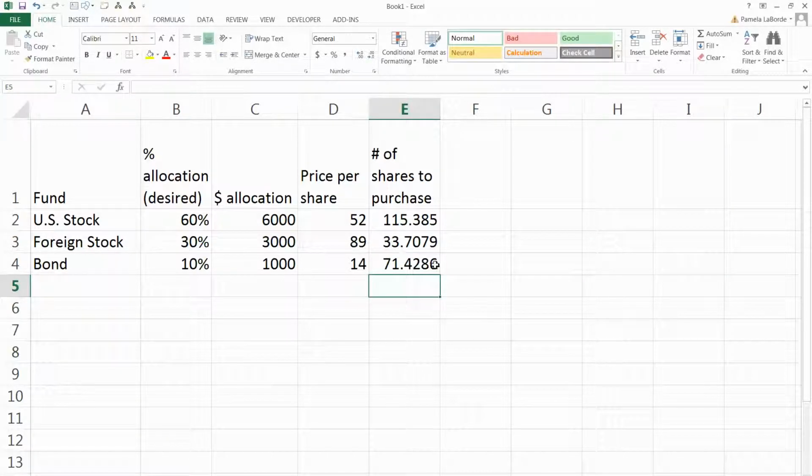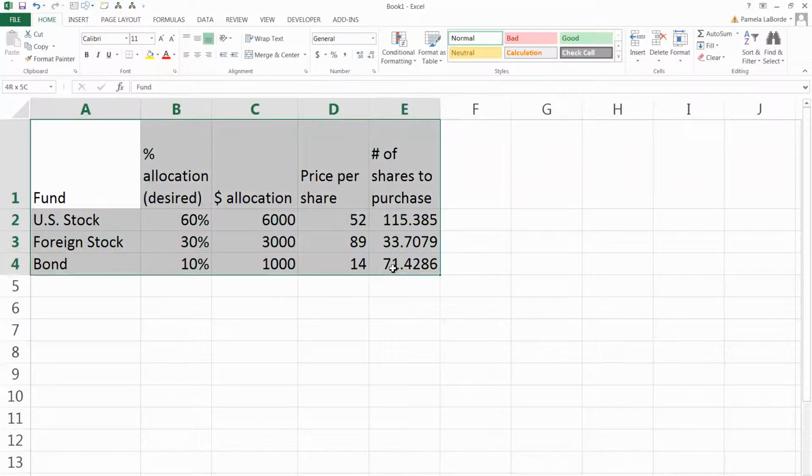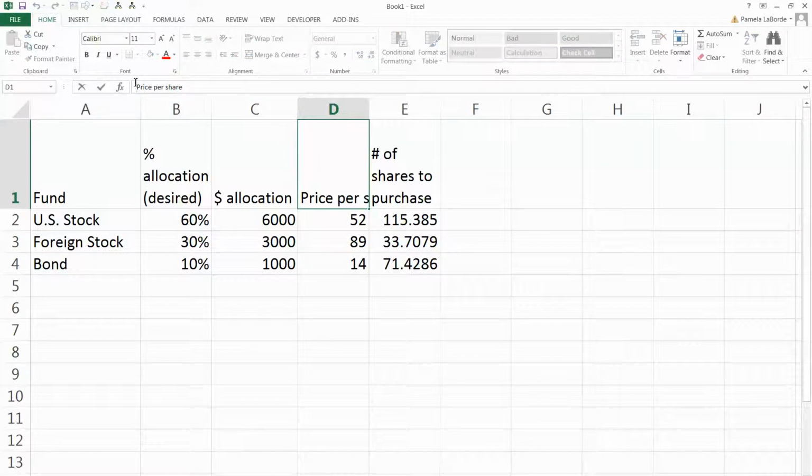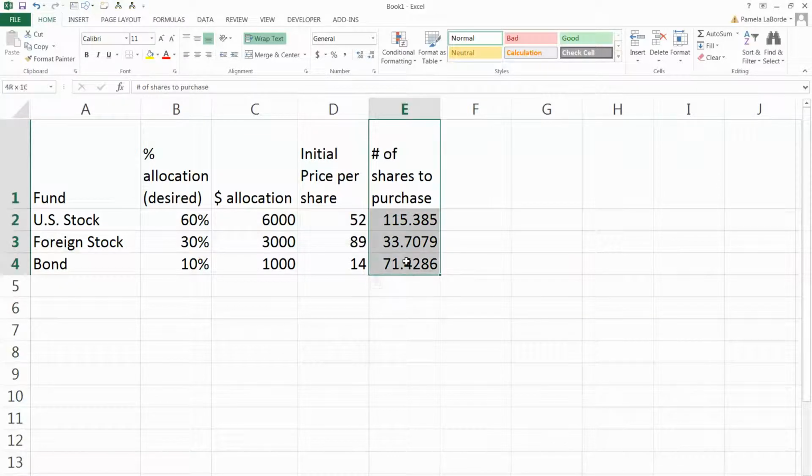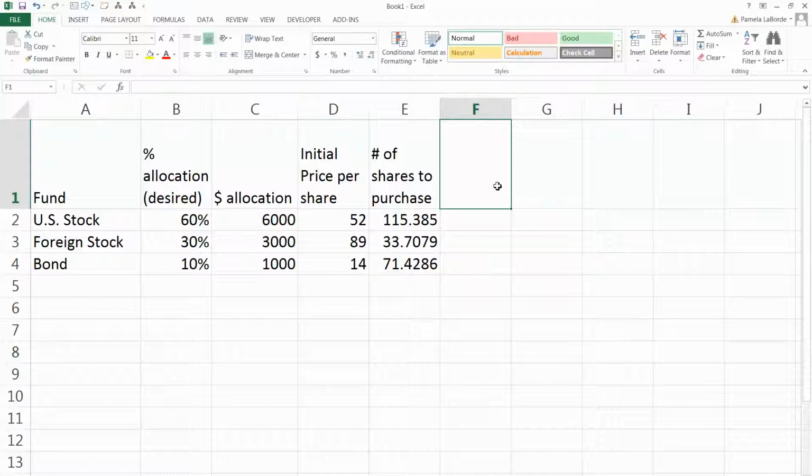So let's say this is what I did at the very beginning of the year, and now some time has passed and it's time to reevaluate things. But I'm going to relabel this. This is the initial price per share when I first set up my portfolio, and this is how many shares I initially bought. But now time has passed, and so it's time to reevaluate my situation.